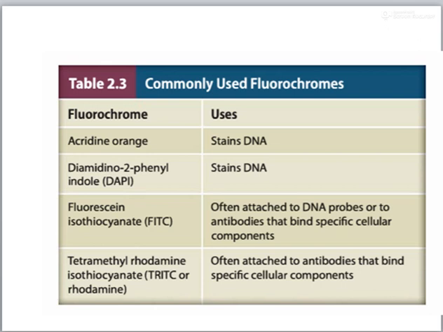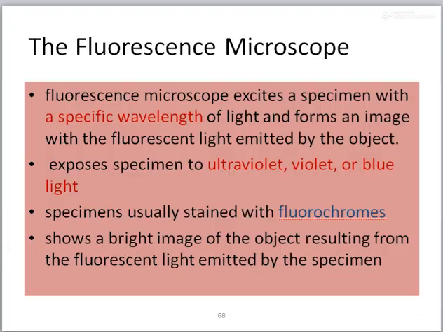And then also you have TRITC, or rhodamine, called the tetramethyl rhodamine isothiocyanate. It attaches to the antibodies that bind to specific cellular components. So depending upon what type of fluorochrome you are using and what is the purpose of your study, you will get different types of fluorescence as we had observed earlier. Now let's move on. So, a fluorescence microscope excites a specimen with a specific wavelength of light and forms an image of the fluorescent light emitted by the object.